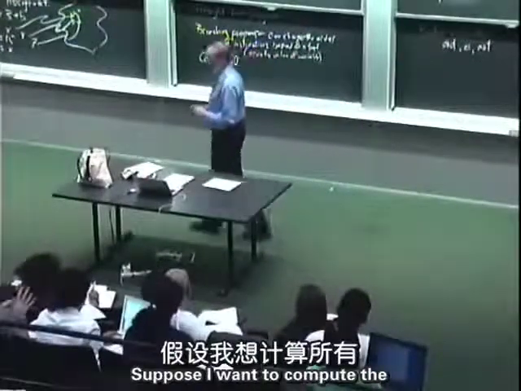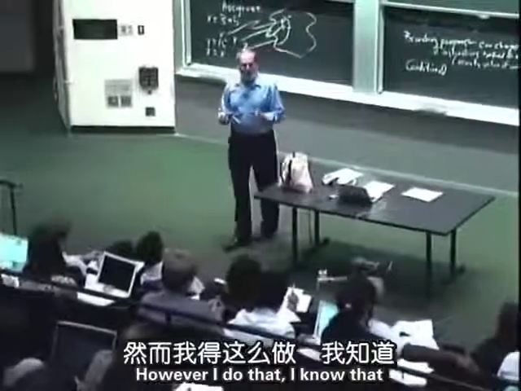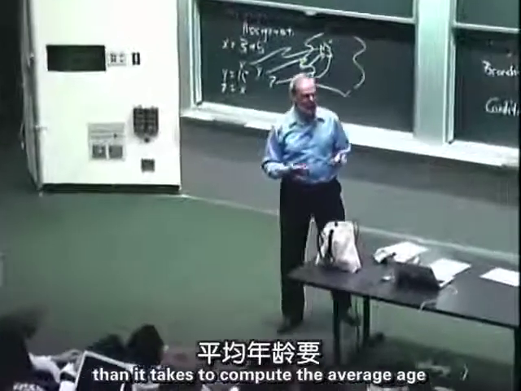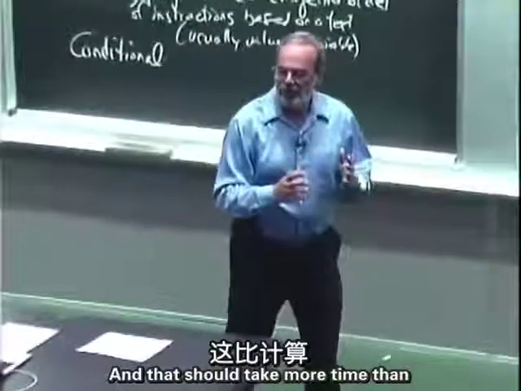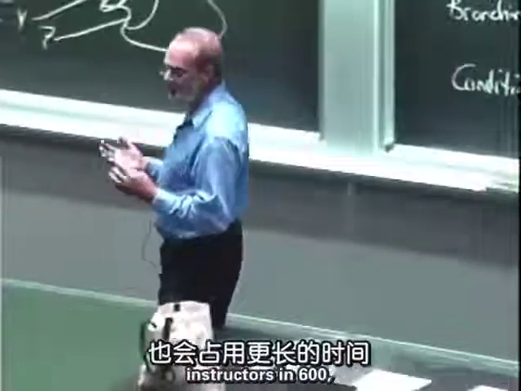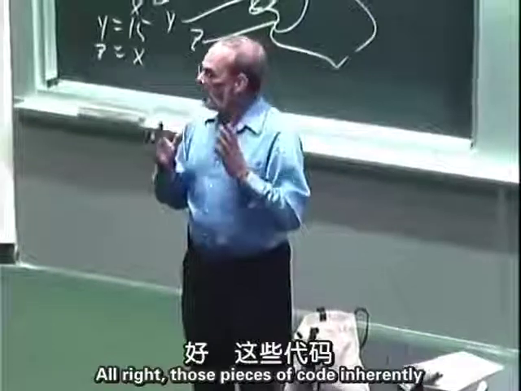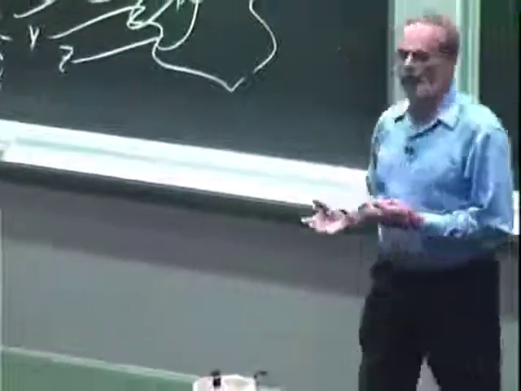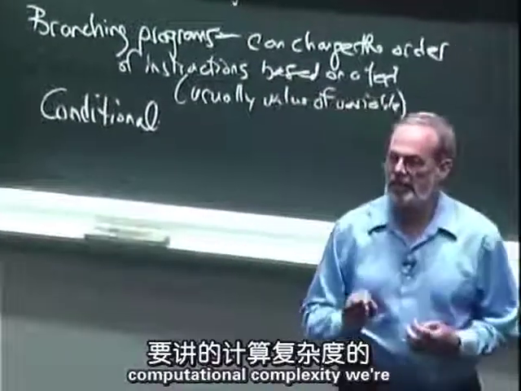Suppose I want to compute the average age of all the MIT faculty. It's about 1,000 of us. However I do that, I know that should inherently take more time than it takes to compute the average age of all the EECS faculty. There's only 125 of us. And that should take more time than what it takes to compute the average of John's and my age as instructors in 600, because there's only 2 of us. Right? Those pieces of code inherently involve something that does depend on the size of the input, or on the particular input. And that is a preface to an idea of computational complexity we're going to come back to.